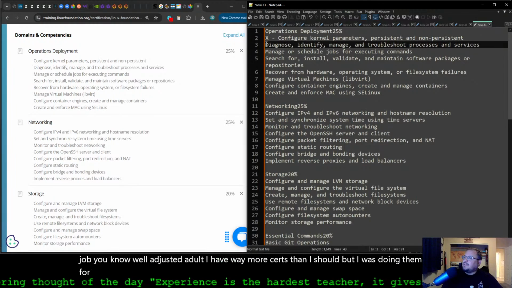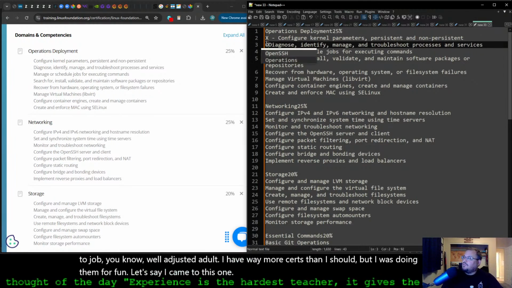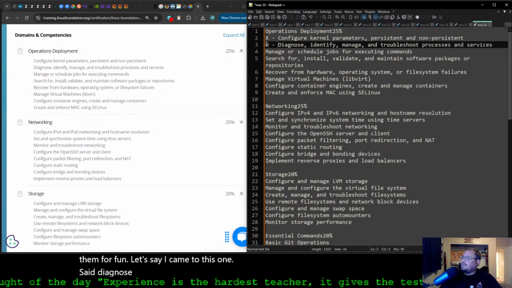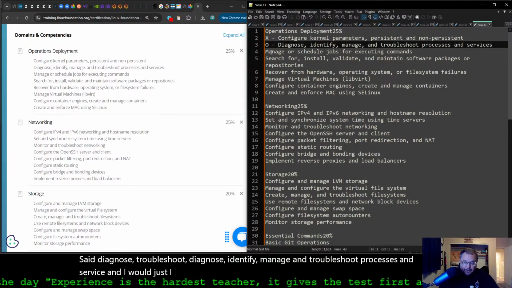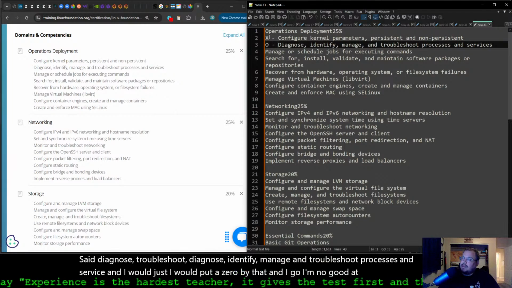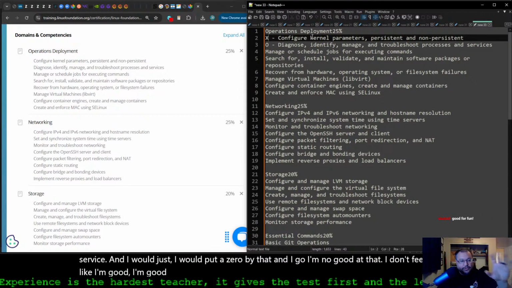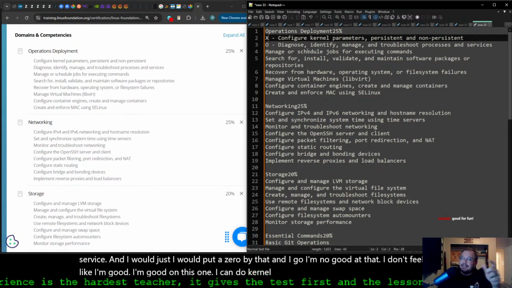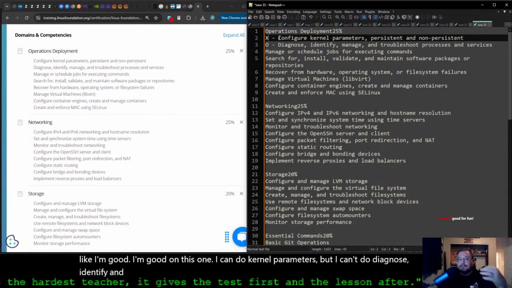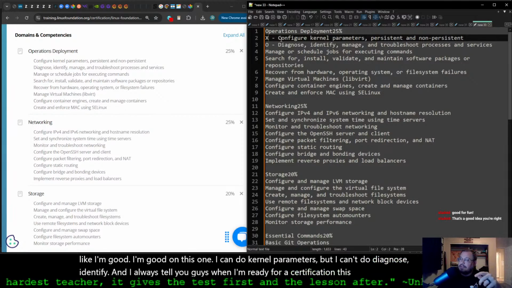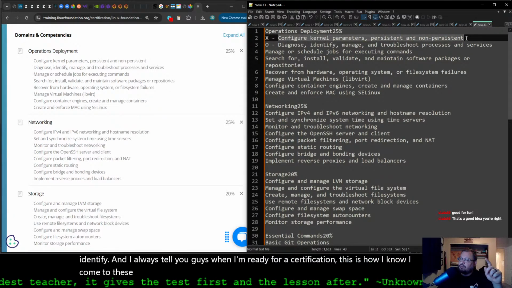Let's say I came to this one and I said, diagnose, troubleshoot, identify, manage, and troubleshoot processes and service. And I would put a 0 by that, and I go, I'm no good at that. I don't feel like I'm good. I'm good on this one. I can do kernel parameters, but I can't do diagnose, identify. And I always tell you guys, when I'm ready for a certification, this is how I know. I come to these, and can I talk to this for a minute?